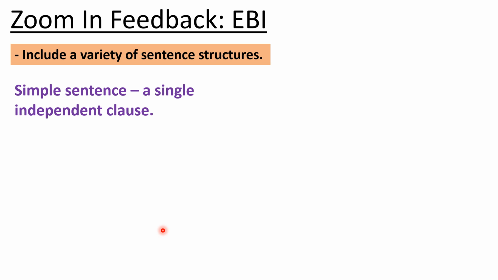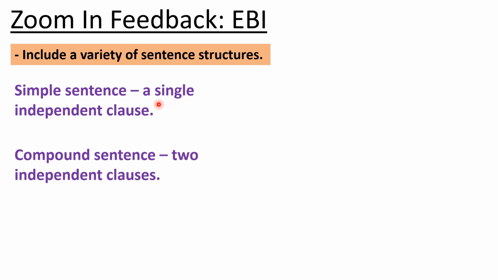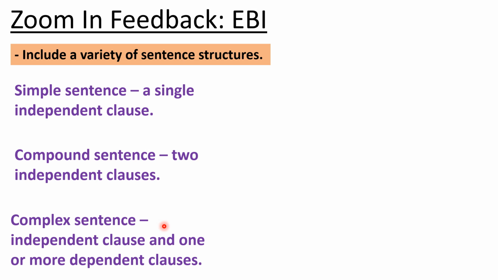We have a simple sentence, which is a single independent clause, meaning that it makes sense on its own. We also have a compound sentence, which is 2 independent clauses, and they are joined together with a conjunction normally. And then we have a complex sentence, where there is an independent clause and one or more dependent clauses. So again, the independent clause, meaning it makes sense on its own, and then you have dependent clauses attached to that.